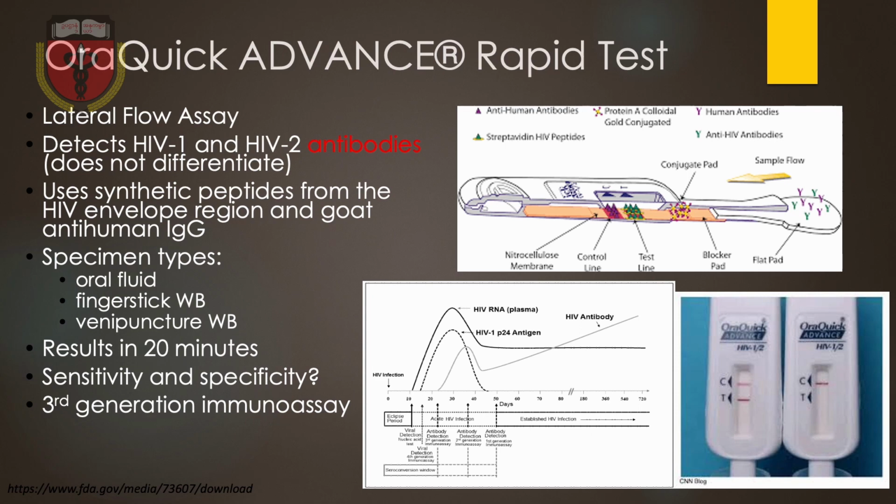So OraQuick, there's one rapid test, the OraQuick Advanced Rapid Test. It is a lateral flow assay. I think that in the general hospital they use a lateral flow assay, similar, if not the same. It detects both HIV-1 and HIV-2 antibodies. It depends on the manufacturer as well. Typically it detects HIV-1 antibodies, but it does not differentiate between HIV-1 and 2.